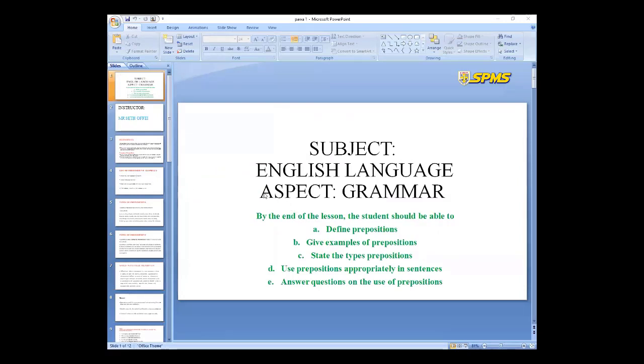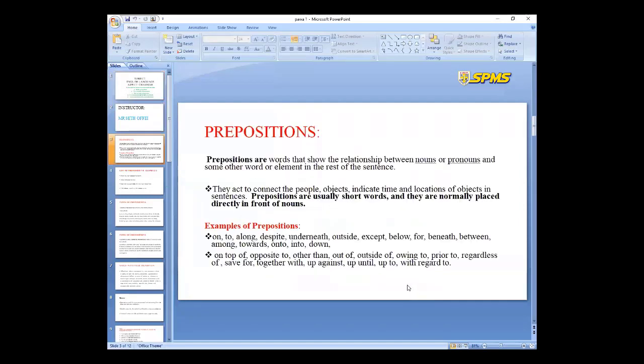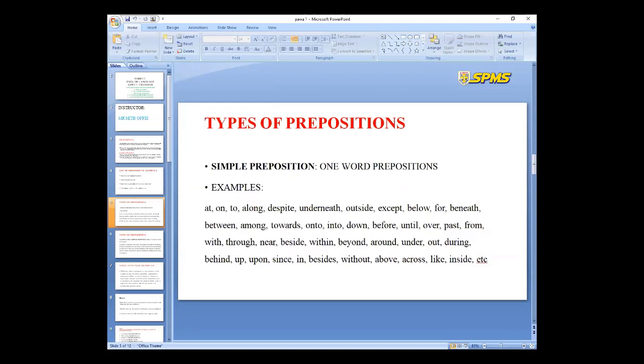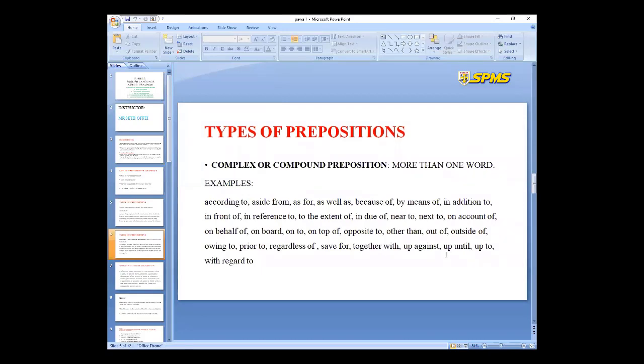We are bringing today's lesson to a close with a few recaps. These were our objectives for the day. We started with the definition of prepositions on our screens. We gave examples of prepositions, and as a result of the differences between the first set of examples and the second set, we had the types of prepositions on our screen: the simple and the compound or complex prepositions.